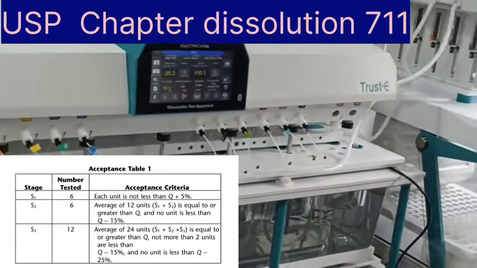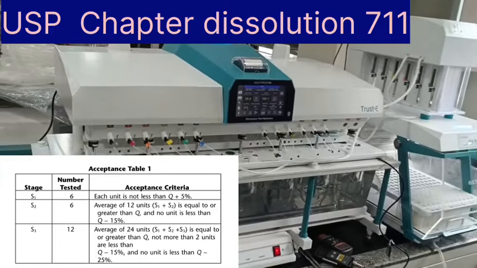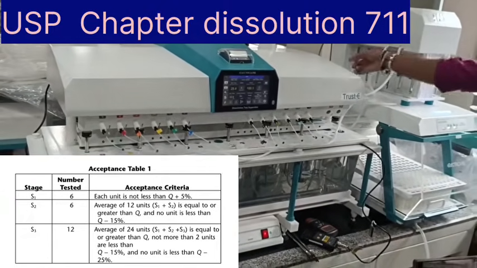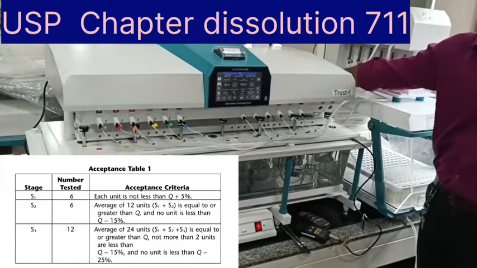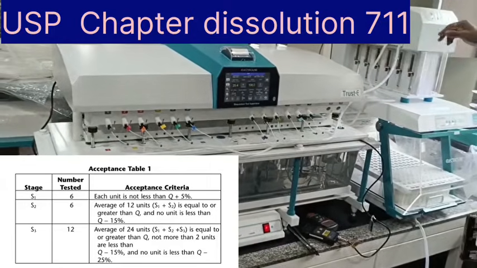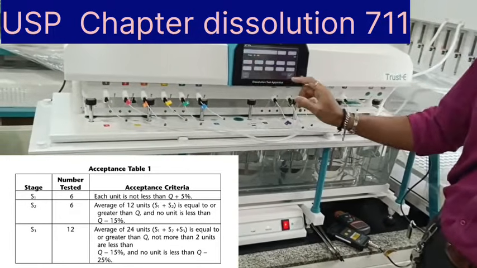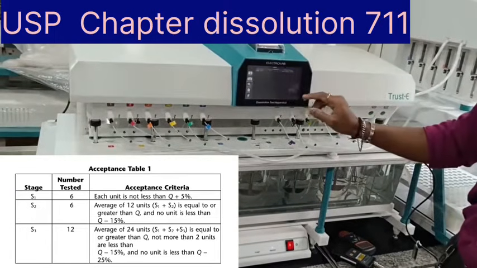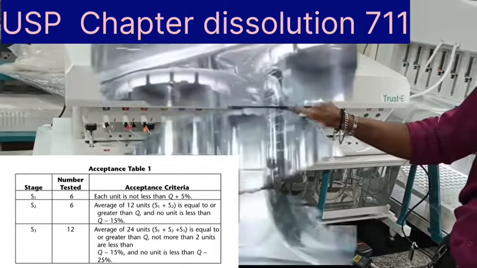So how did this 24 units data get collected? Because 6 units data from S1 stage, another 6 unit data from S2 stage, and additionally 12 unit data from the S3 stage. So altogether, we are now going to have data for 24 dissolution units, S1 plus S2 plus S3.